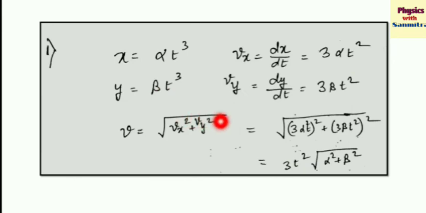See, I have solved it also. Root over of vx square plus vy square is root over of (3 alpha t square) whole square plus (3 beta t square) whole square. This 3t square we will take out common, root over of alpha square plus beta square. Done. So this was a fairly simple problem, and let's move on to the next problem.